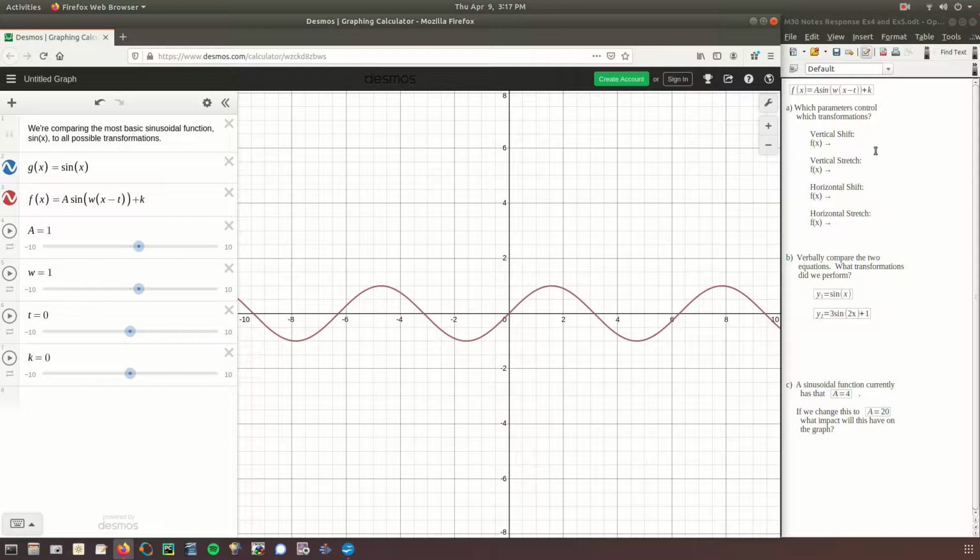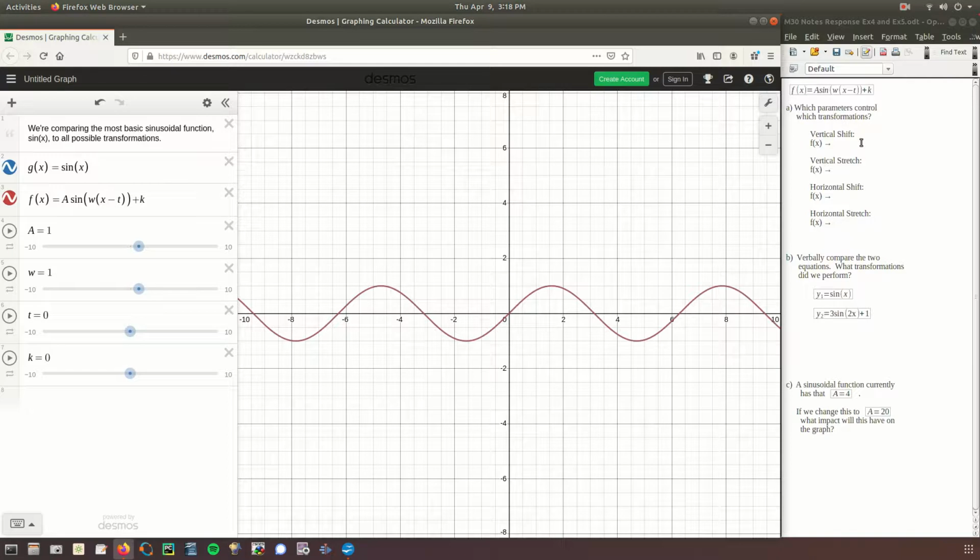So my first question is, just looking at this sine function, can we determine which of the parameters a, w, t, and k are going to control each of our different transformations: vertical shift, vertical stretch, horizontal shift, horizontal stretch? So let's go ahead and talk our way through these. First of all, vertical shift.